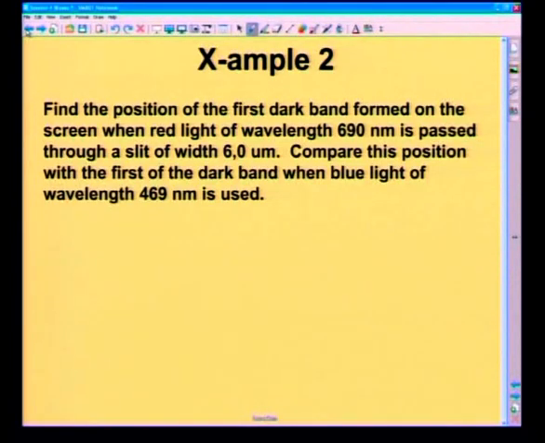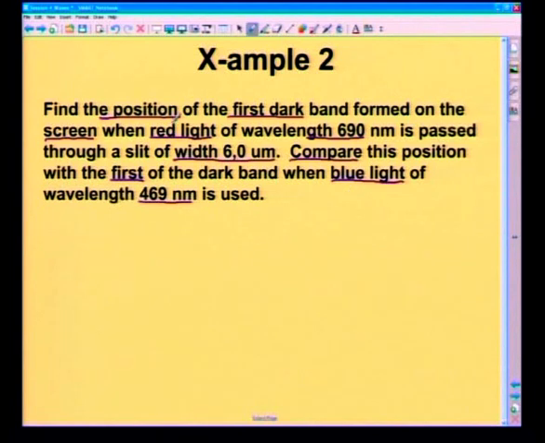Here is a question that says find the position of the first dark band formed on the screen when red light of wavelength 690 nanometers is passed through a slit of width 6.0 micrometers. Compare this position with the first dark band when blue light is used. Blue light is used in the next section where we need to compare. Let's write down again what is given to us.